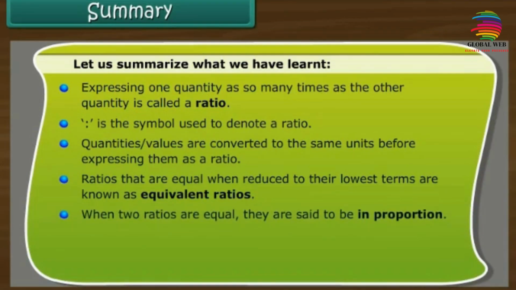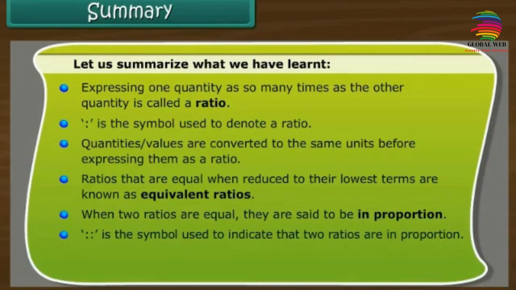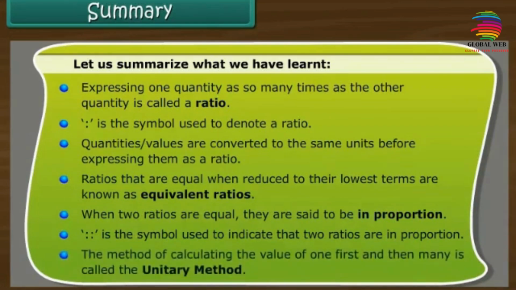When two ratios are equal, they are said to be in proportion. This is the symbol used to indicate that two ratios are in proportion. The method of calculating the value of one first and then many is called the unitary method.